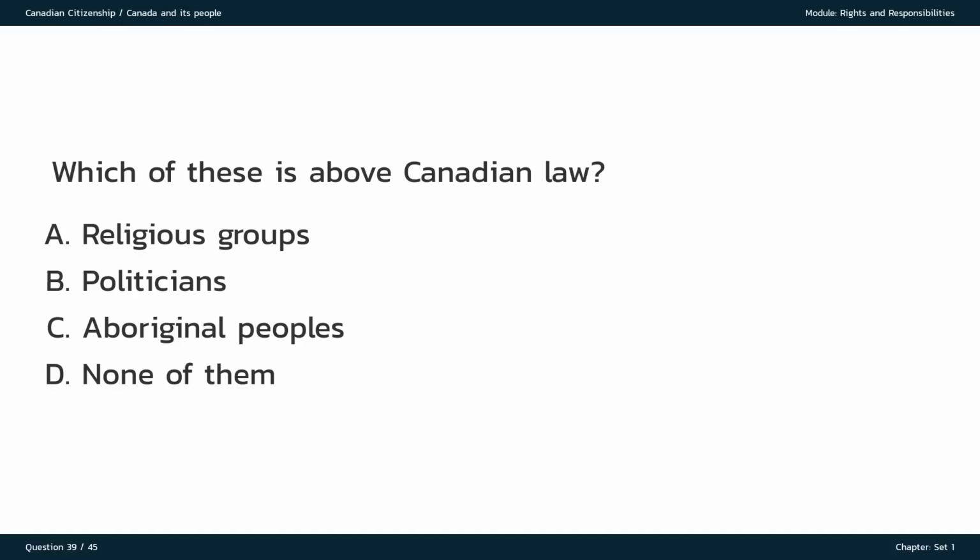Which of these is above Canadian law? A. Religious groups. B. Politicians. C. Aboriginal peoples. D. None of them. The answer is D. None of them.